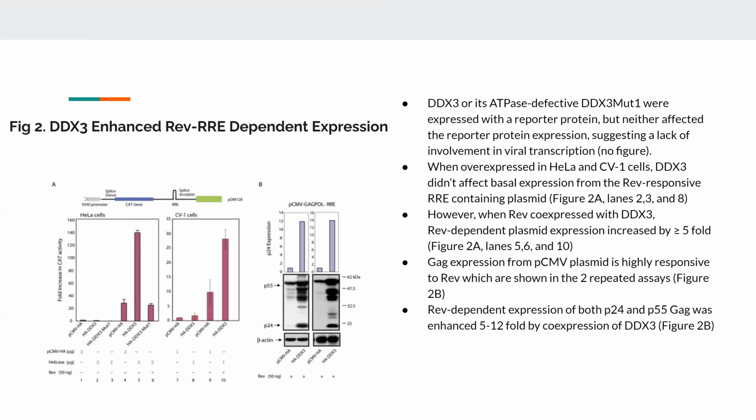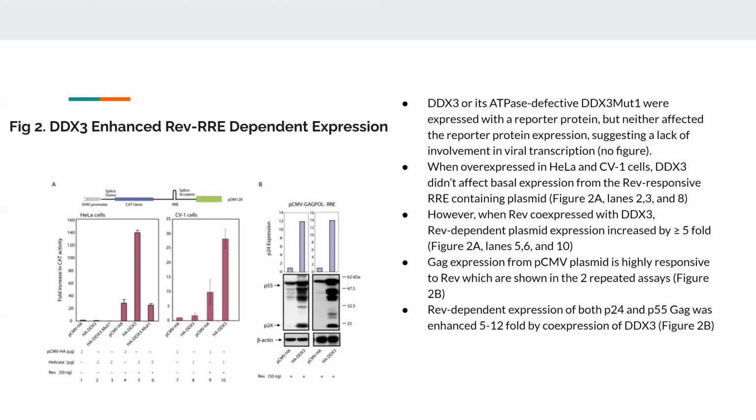The main idea is that DDX3 enhances Rev protein, Rev-responsive-element-dependent expression. The Rev-responsive RRE-containing plasmid is shown at the top of Figure 2A. There are 2 bar graphs measuring the increase in CAT protein activity from the CAT reporter gene in 2 different cells. There are 10 lanes in total, each with its respective control vector or DDX3 variant. Whether the control helicase or Rev are present is denoted by a plus or minus sign and a microgram amount if applicable.